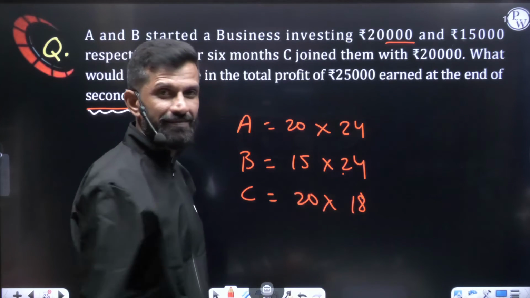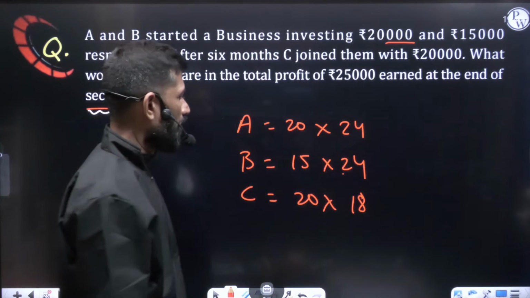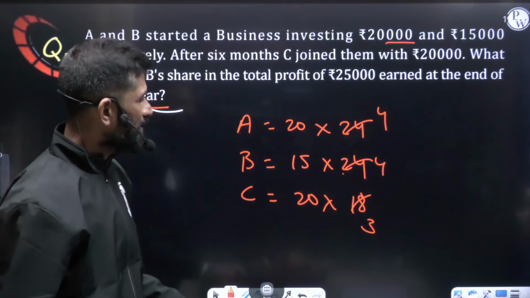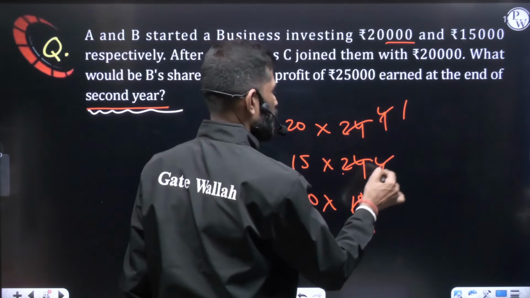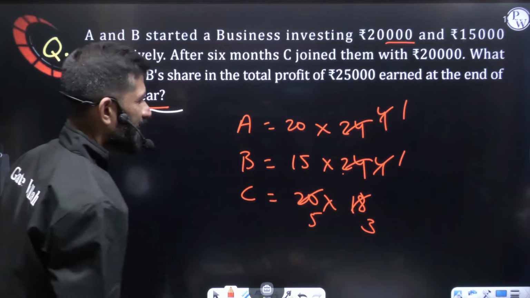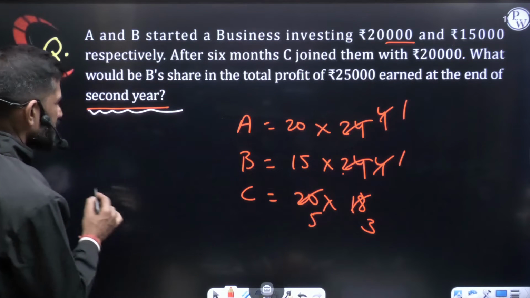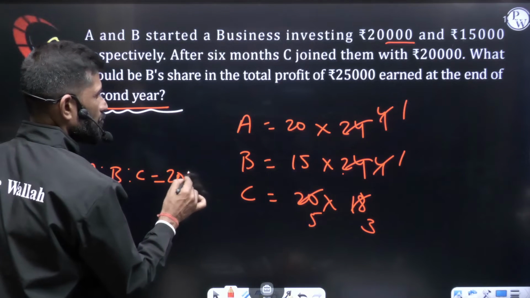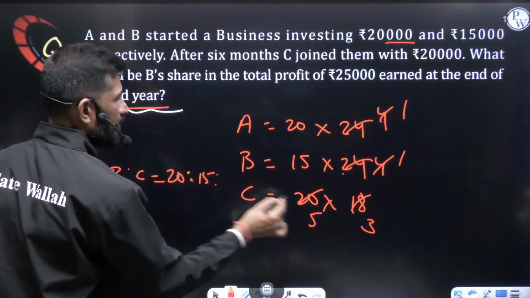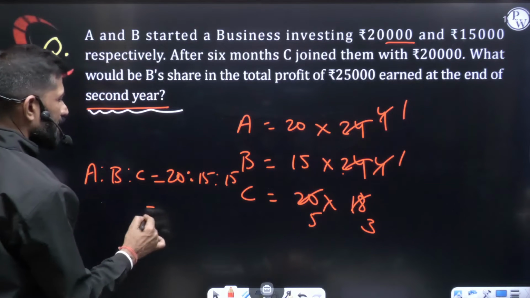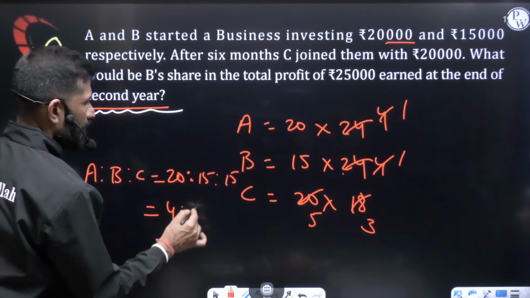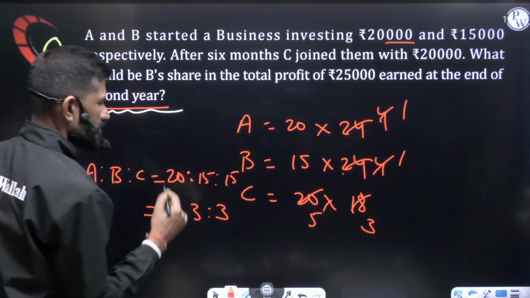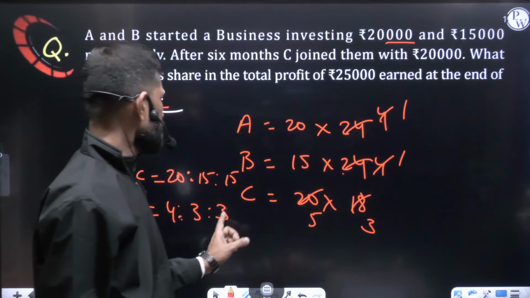Let us simplify this. Any one number you can cancel from all. 6 3s are 18, 6 4s are 24, 6 4s are 24. Further I can cancel this. 4 1s are 4, 4 1s are 4, 4 5s are 20. Any more cancellation? No. So A is to B is to C, first one is 20, second one is 15, third one is again 15, which you can cancel, 5 fours are 20, 5 threes are 15, 5 threes are 15. So A is to B is to C is 4 is to 3 is to 3.